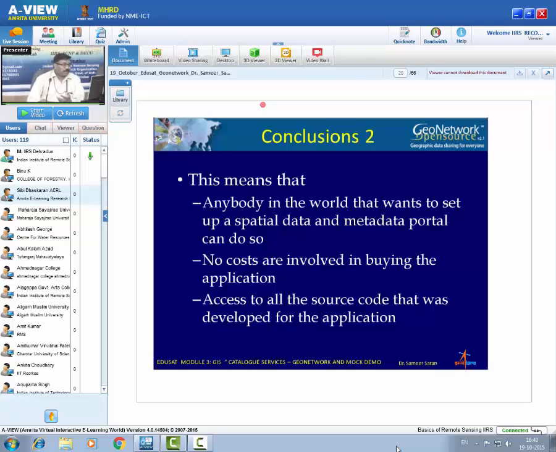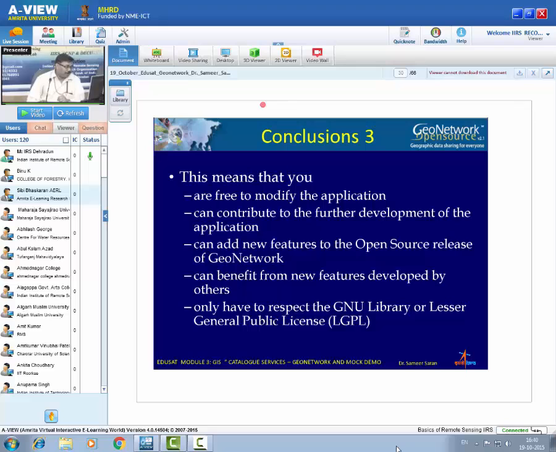The second conclusion: anybody in the world who wants to set up a spatial data and metadata portal can do so. If you want to make a geospatial geoportal, you can easily do it by making use of GeoNetwork open source. No cost is involved in buying the application. Access to all the source code is available since it is open source. The entire code is available.